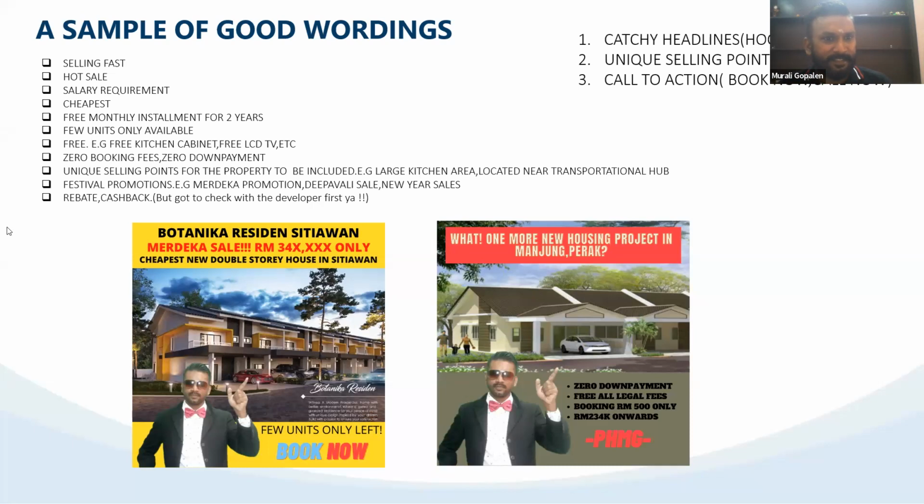And then these 2 pictures you can see here are examples of advertisements I've done before. One is a Botanica residence, a Merdeka sale, at a 340,000 price, which is the cheapest double story we can get. The second one is Manjung. There was no new project there, so I came up with this: there's one more new housing project in Manjung. People in Manjung will wonder, oh, there's another new project coming, so they want to find out what the new project in Manjung is.